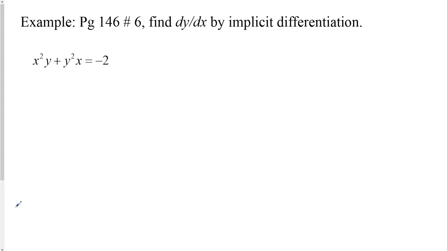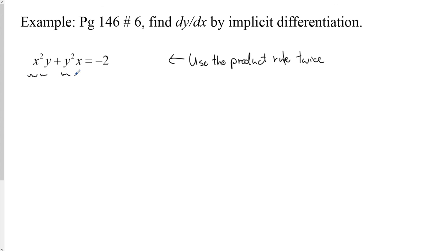Okay, last one. And I picked this one especially because this is one that a lot of kids tend to miss on the quiz. They usually miss the fact that I see in this one, I'm going to have to use the product rule twice.